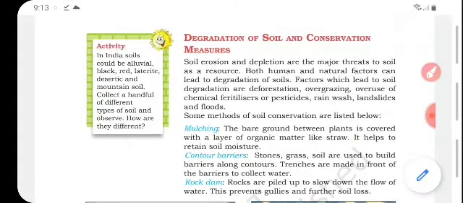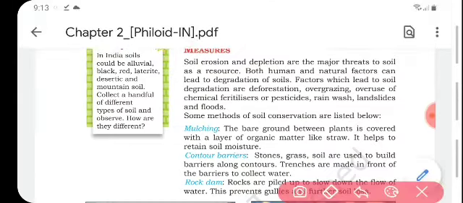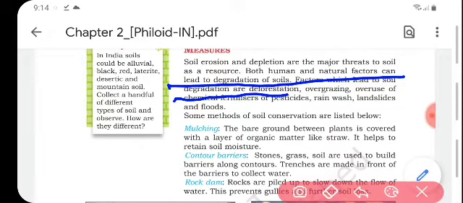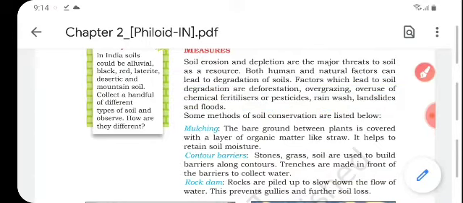Factors which lead to soil degradation are deforestation, overgrazing, overuse of chemical fertilizers or pesticides, rain wash, landslides and floods. We have already seen in the case of land degradation that these factors also play a crucial role in the degradation of soil. Now some methods of soil conservation are listed.